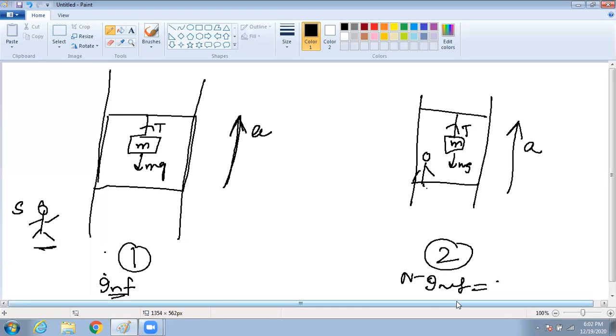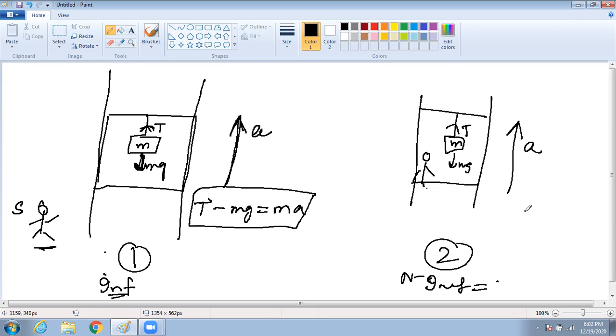Let us calculate. Obviously it is moving up, so T minus mg is equal to ma. Yes or no? Because the net force is in the upward direction, tension is more, so T minus weight equals ma. But what will Laksh find? Laksh will find that this mass is not moving up. It is stable. So Laksh will feel that there is no net force, so T is equal to only mg.